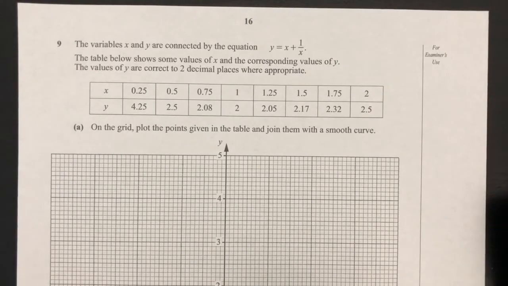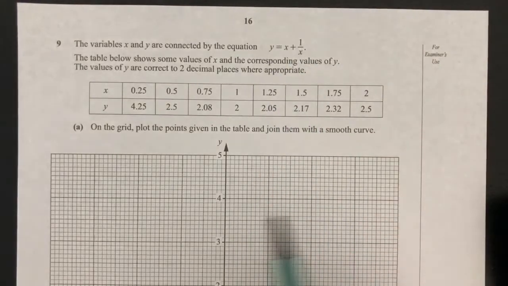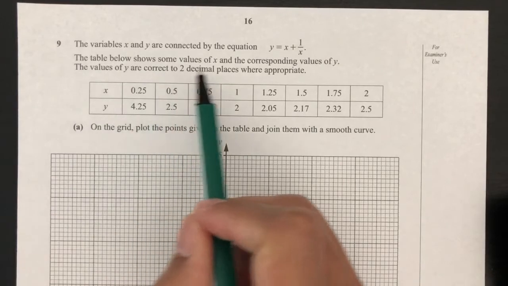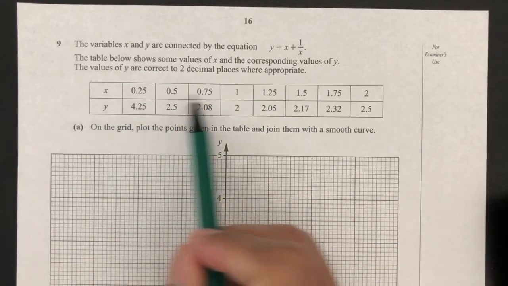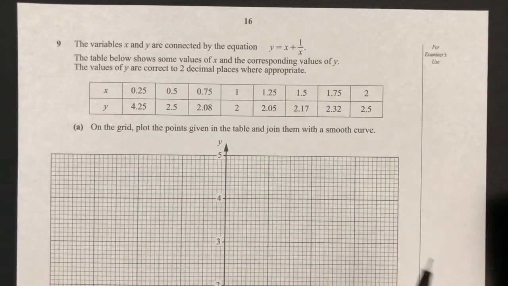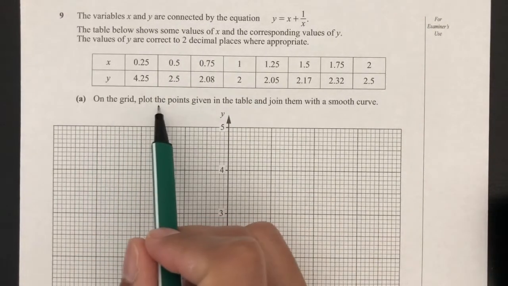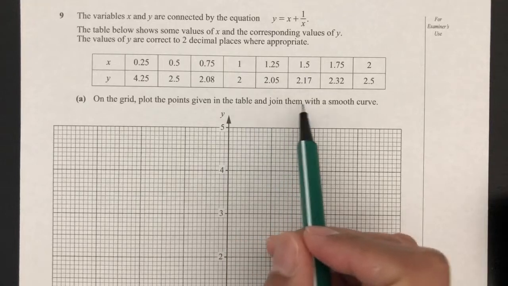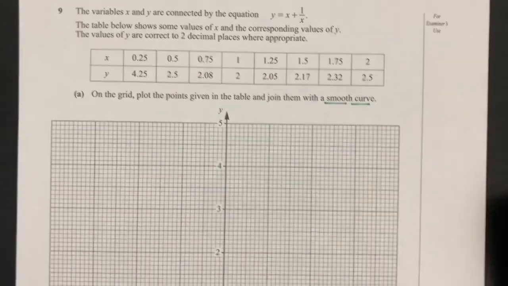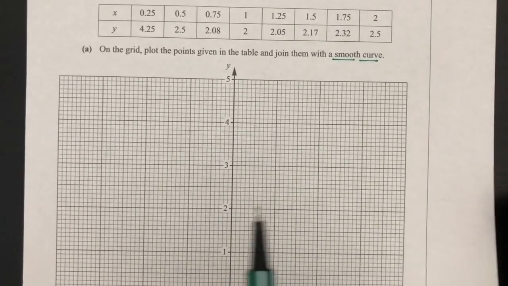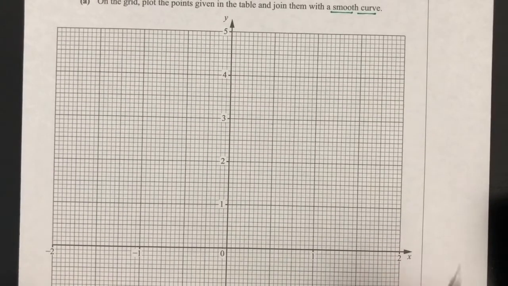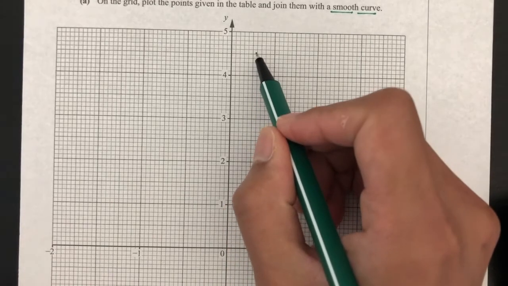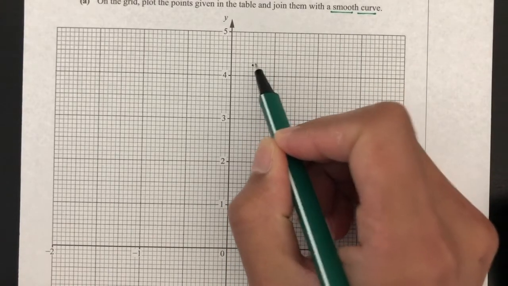The variables x and y are connected by this equation. The table below shows the values of x and the corresponding values of y. So for these values of x, we have these values of y. Now for part A, on the grid, plot the points given in the table and join them with a smooth curve. So let's plot the points one by one. First one we have 0.25 and 4.25. So 0.25 will be right here, and 4.25 will be between this one.